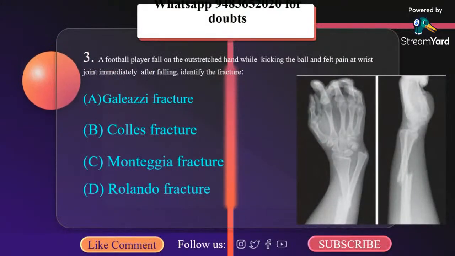A football player fell on outstretched hand while kicking the ball and felt pain at the wrist joint immediately after falling. Identify the fracture. Look at it carefully. Well, it is a Galeazzi fracture.